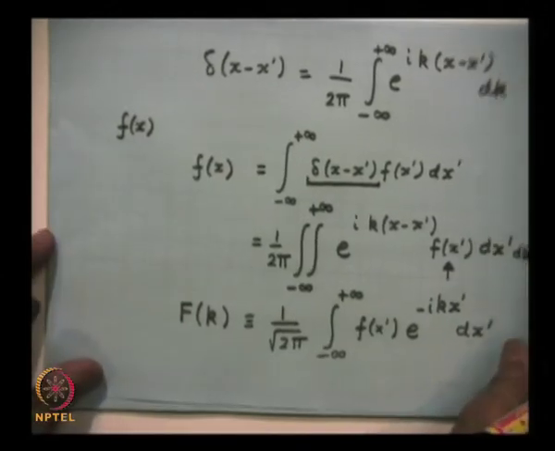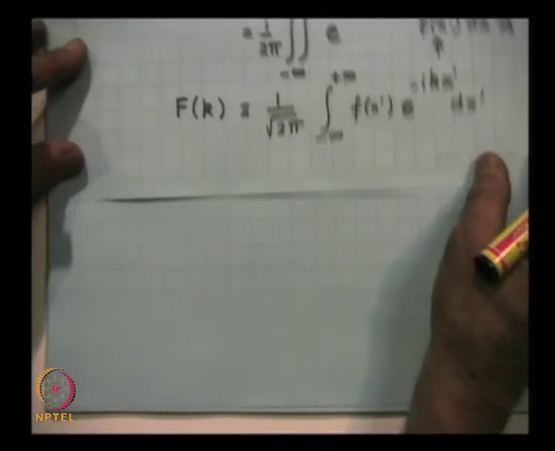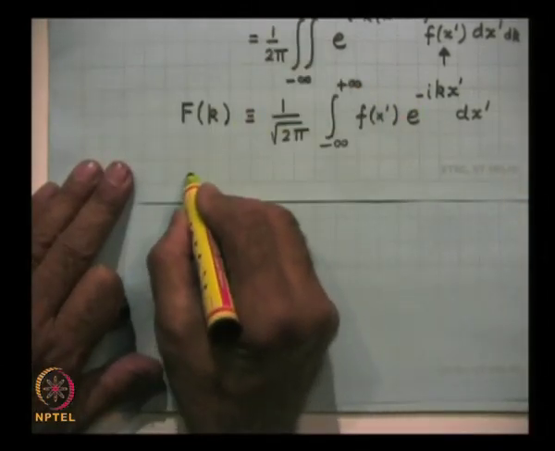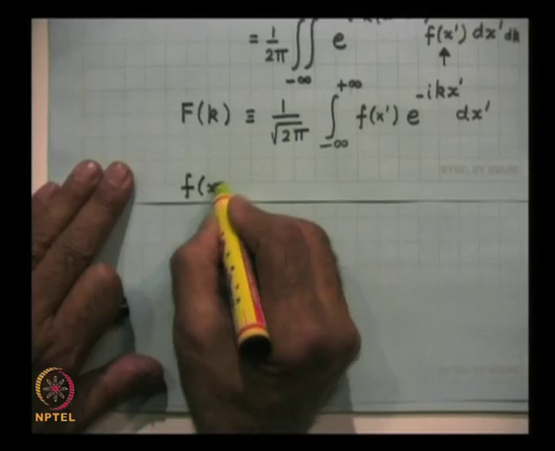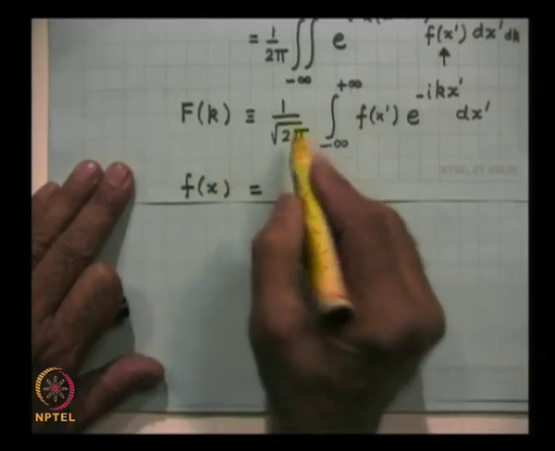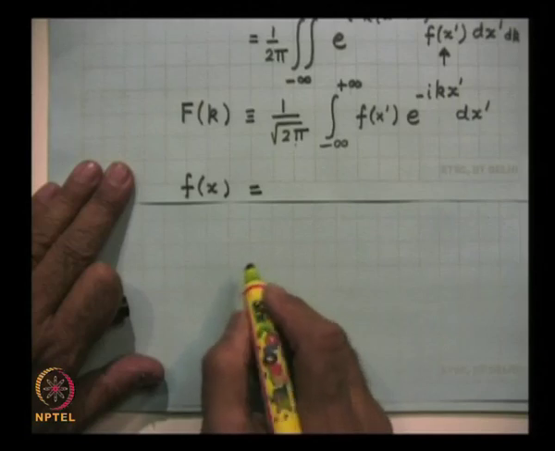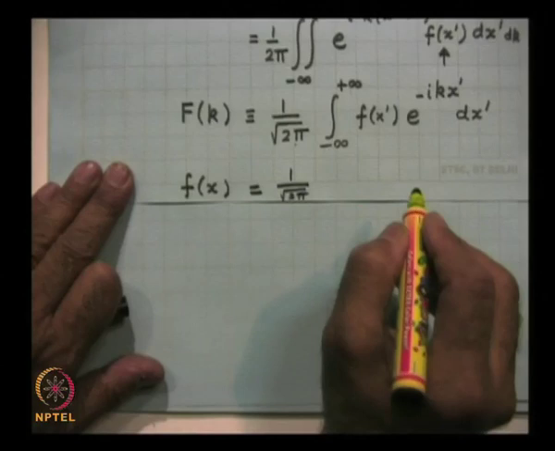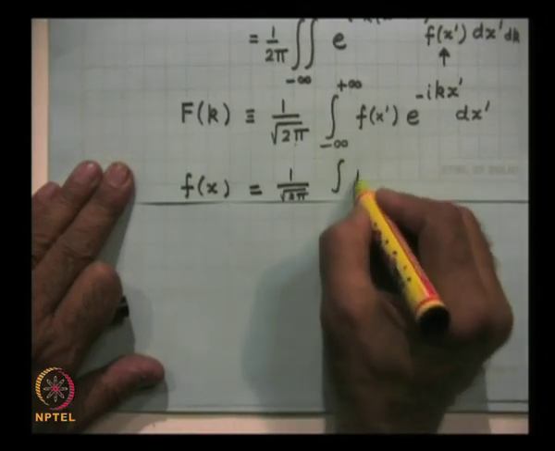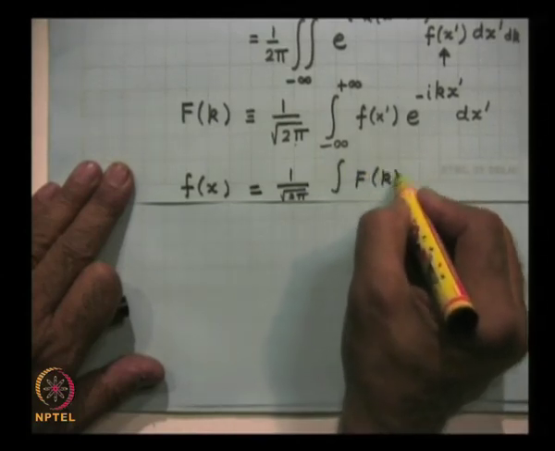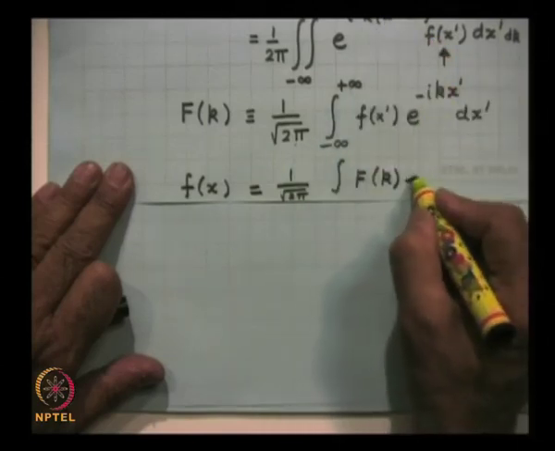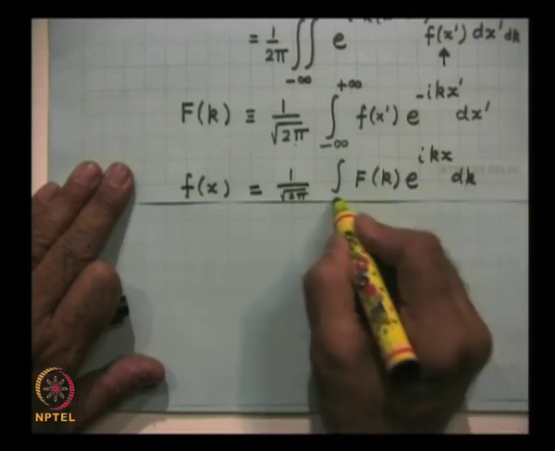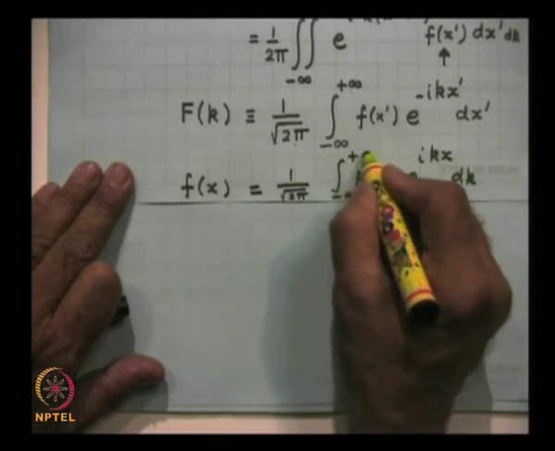And then what I do is that I write down that f of x will be equal to, I have taken 1 over root 2 pi here, so I can write down here 1 over root 2 pi, the integral of f of k e to the power of i k x dk. These limits are also from minus infinity to plus infinity.